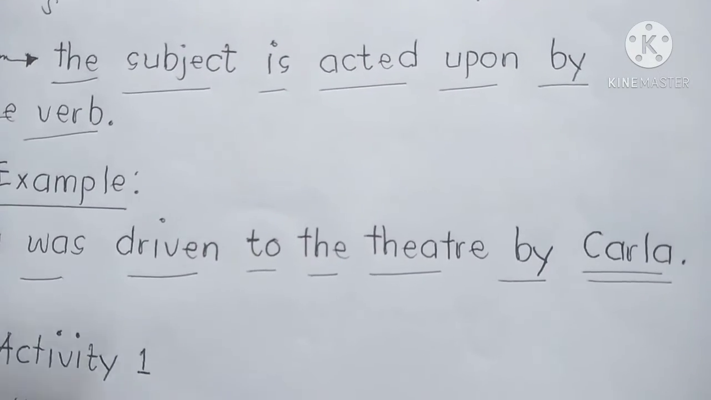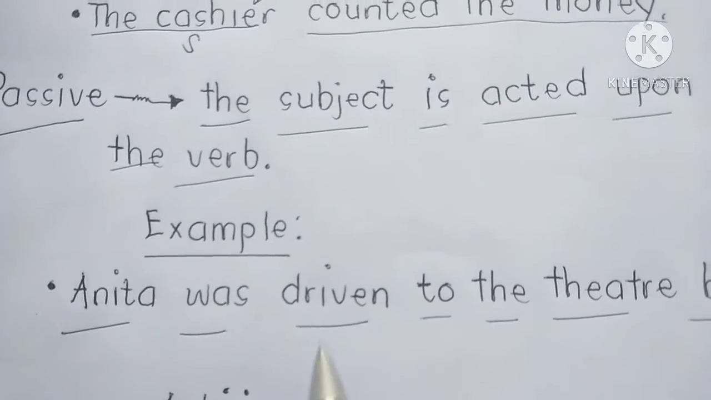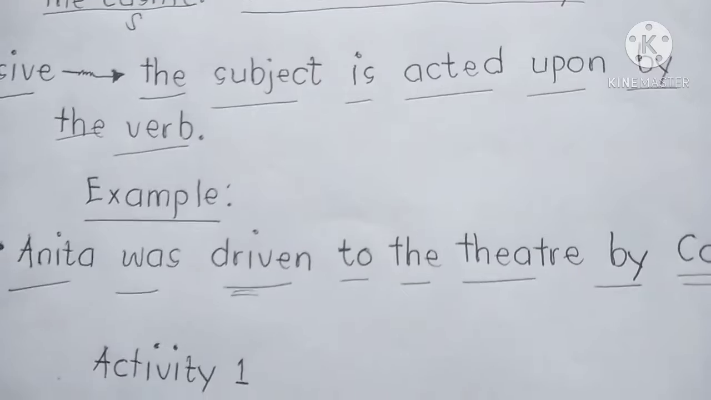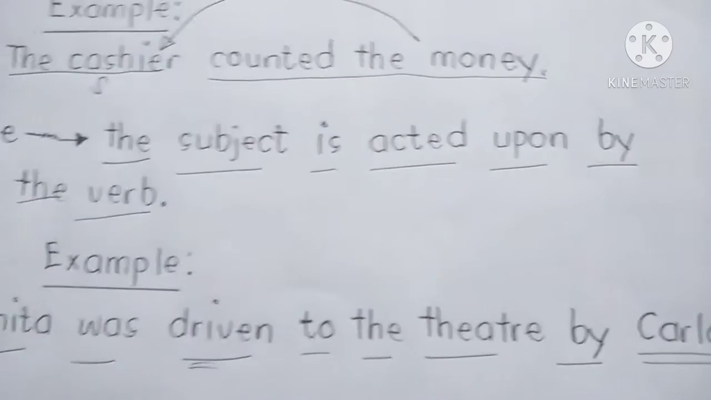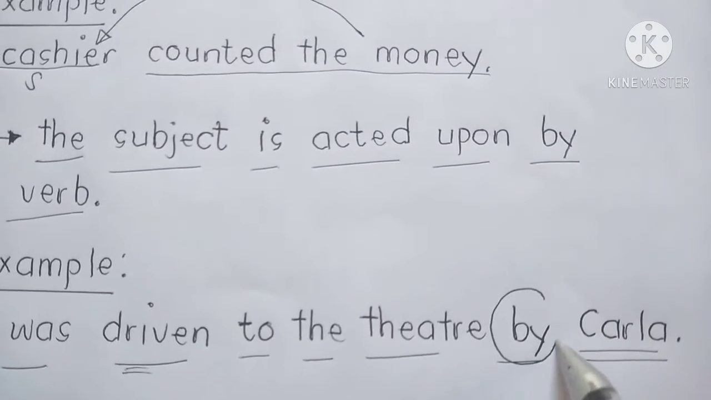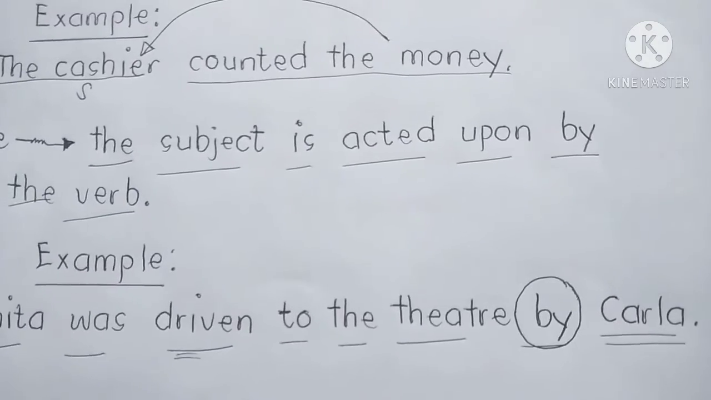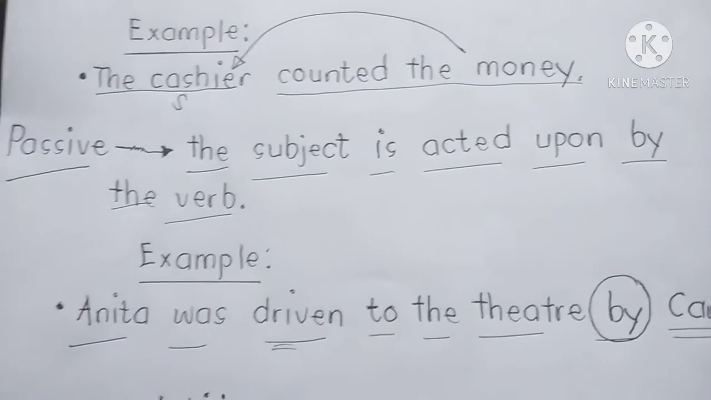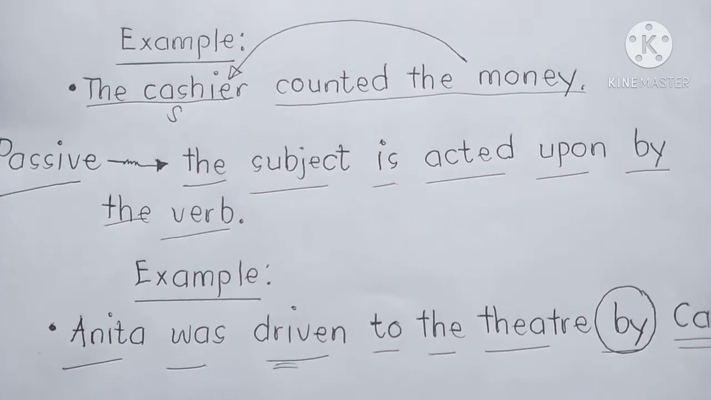The subject here is Anita. It was acted upon by the verb, which is driven. Okay, driven means it's an action word. That is what you call acted upon by the verb. That is with the presence of the word by. That means, guys, this is what you call your trace or mark that a particular sentence is under passive voice. Again, we're going to differentiate.